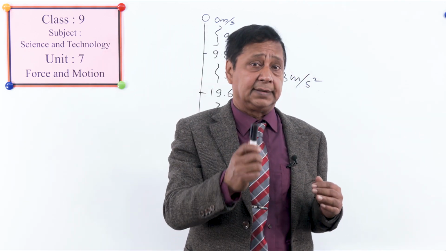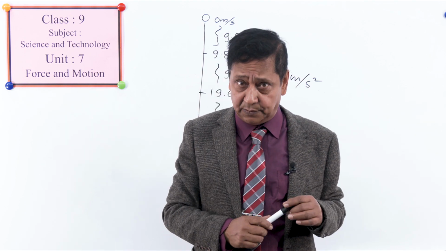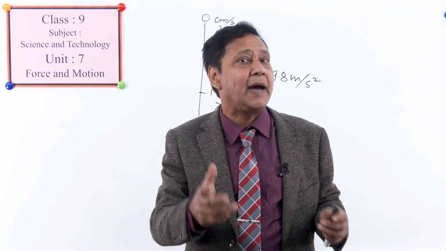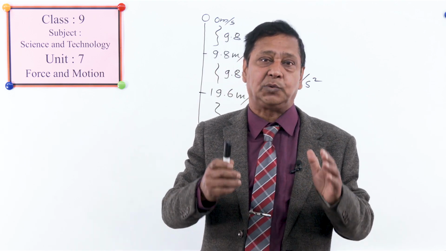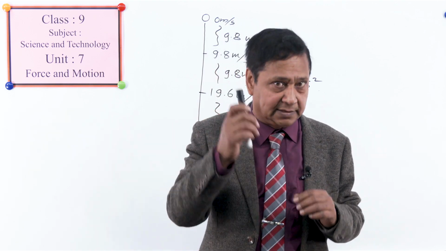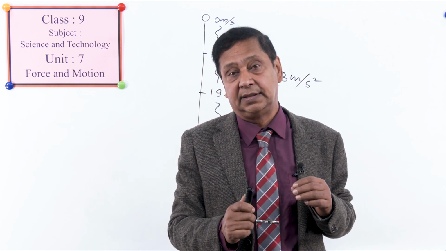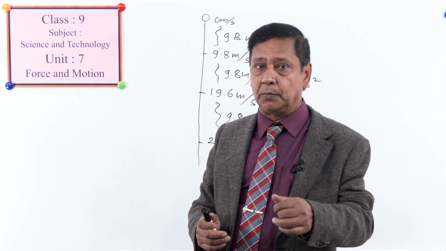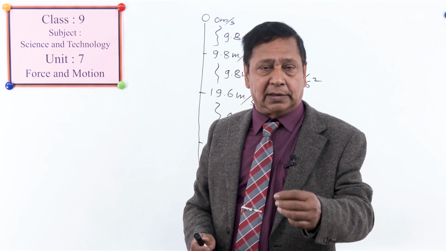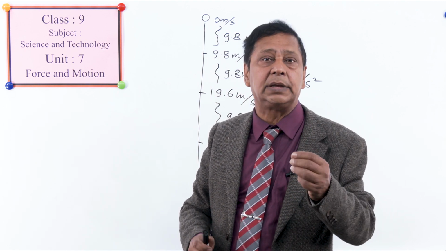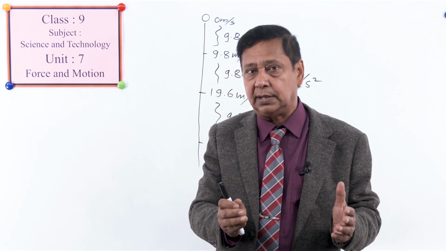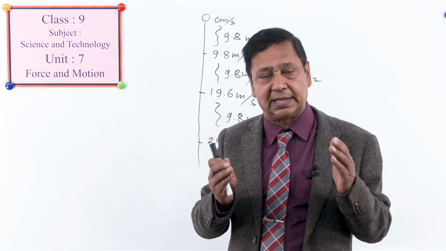And on average, it is 9.8 meter per second square, because the value of g at 45-degree latitude is found to be 9.8 meter per second square, and this is taken as the average value, and we are using this value to solve numerical problems. Whenever we need to use the value of acceleration due to gravity, we will use 9.8 meter per second square because this is the standard value declared by the scientists.